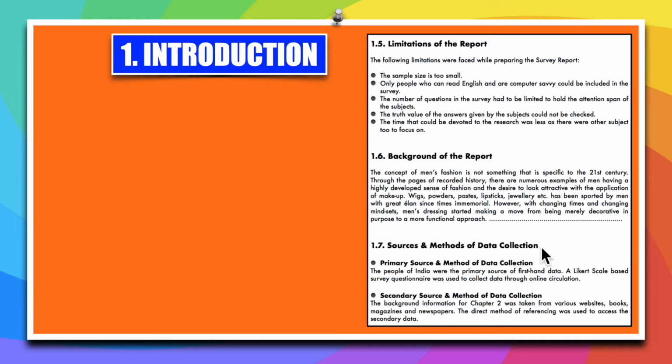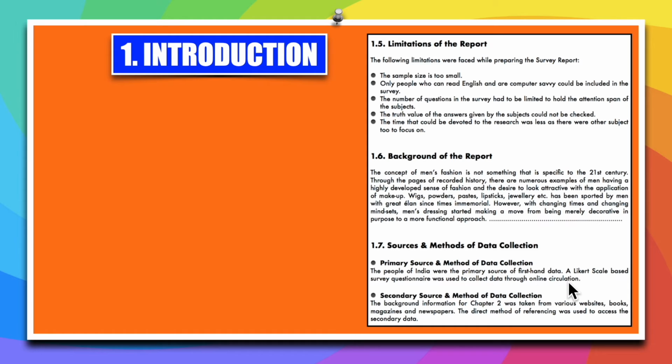Now, since it is an examinational report, almost 90% of the data collected was primary. So the primary source and method of data collection: The people of India were the primary source of first-hand data. A Likert scale-based survey questionnaire was used to collect data through online circulation.